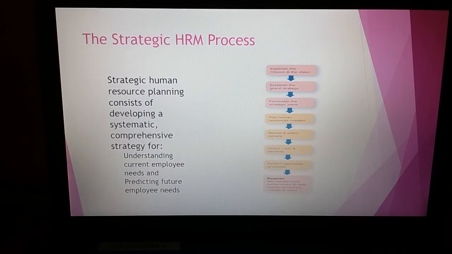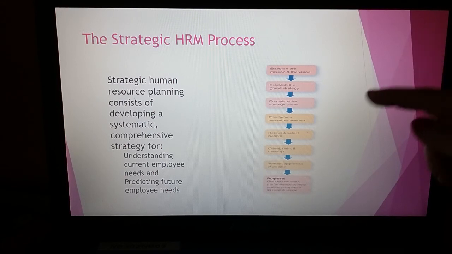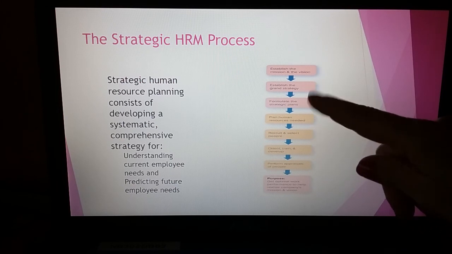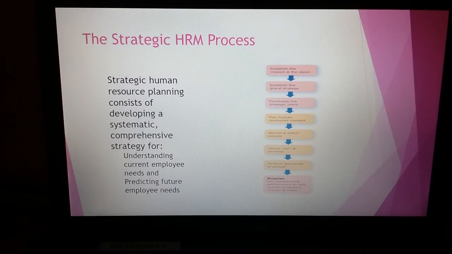Okay, so let's look at this. Strategic human resource planning consists of developing a systematic, comprehensive strategy for understanding current employee needs and predicting future employee needs. So, again, we see here in the line of strategic activities, once you formulate your strategy and what you want to do and the activities you're going to participate in, then comes the human resource portion. But again, this chart is right straight from the book.